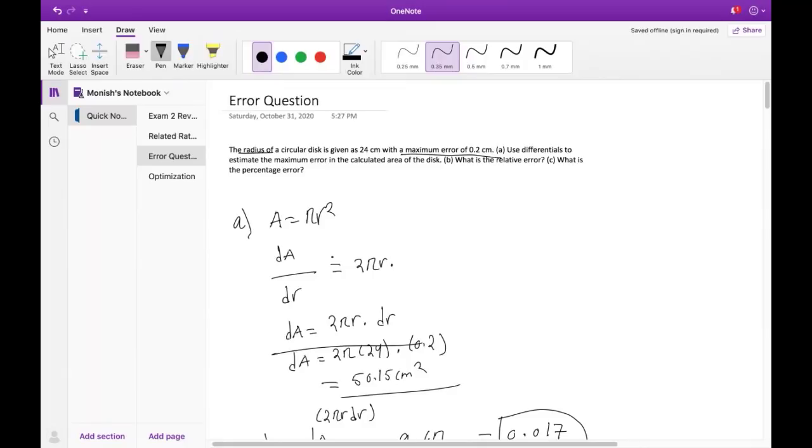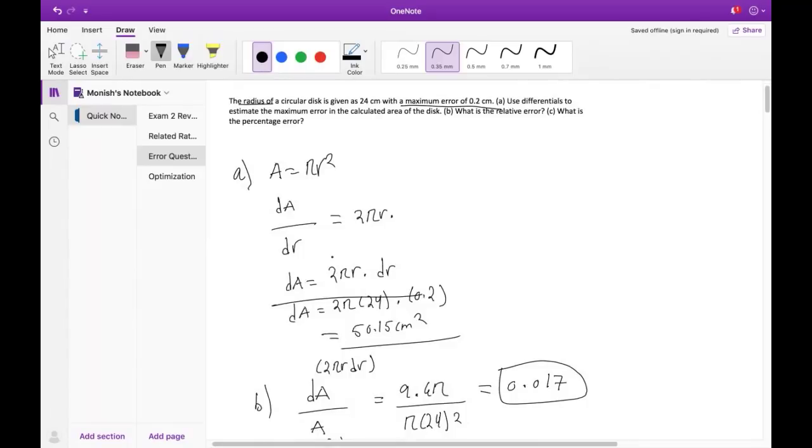So we got dA over dr is equal to 2 pi r. And then with differentials, you're basically going to take this dr and move it to the opposite side so that you're just left with dA. Or dy, whatever variable it's asking for. So we have dA is equal to 2 pi r times dr. We know what r is because it's given in the equation. It's 24 centimeters. So 2 pi, 24. We know the max error is 0.2.